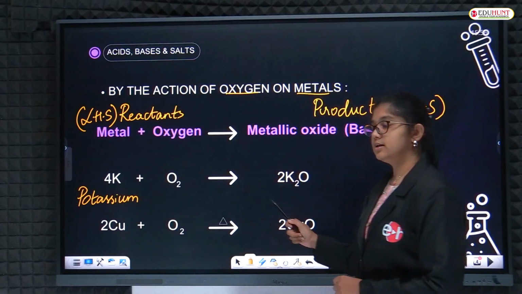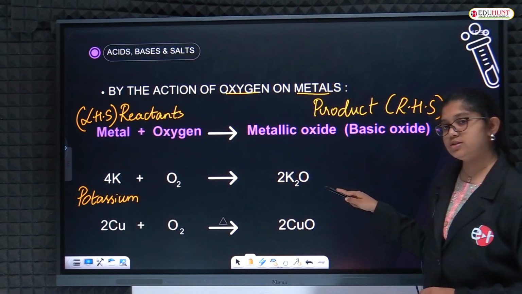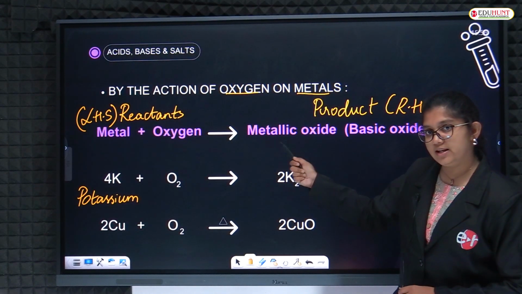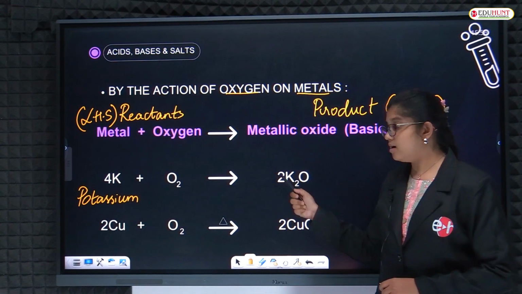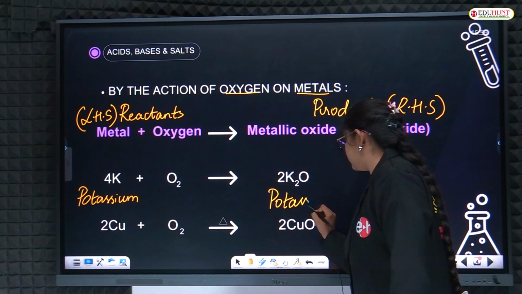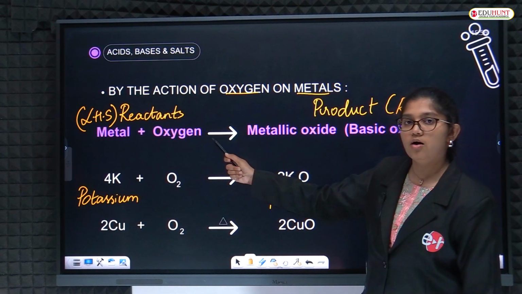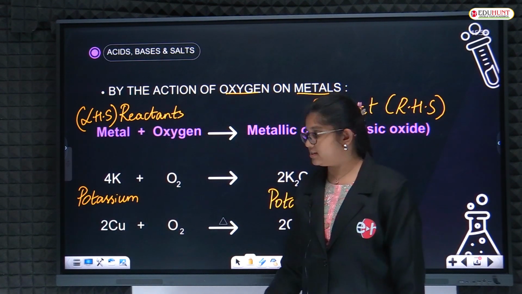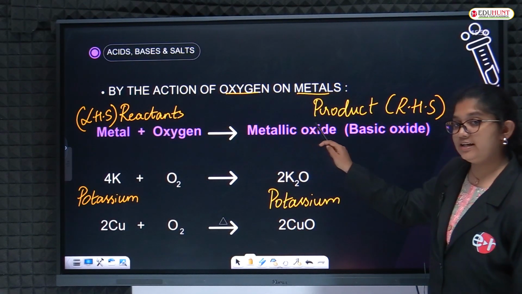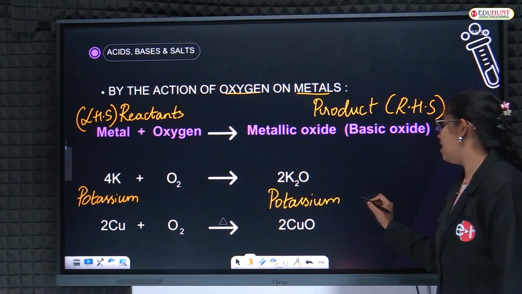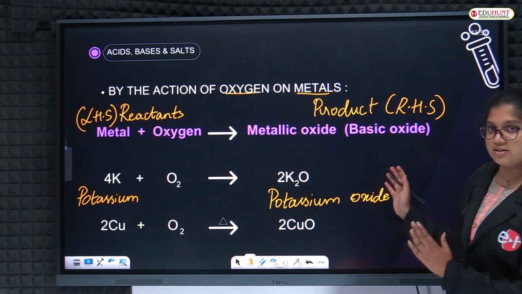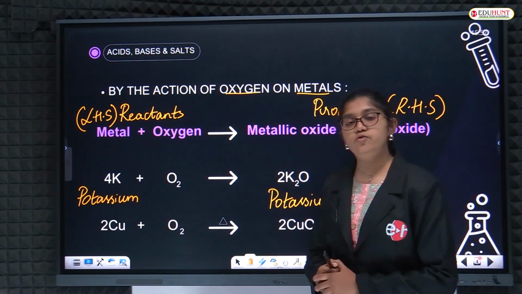Potassium and oxygen both react to give a product called potassium oxide. We have a metallic oxide. What is the metal name here? Potassium, yes. So we'll write potassium, and what is added to that particular metal? Oxygen is added to that metal. So that's the reason we get a metallic oxide, potassium oxide. Very good. This is the first example for the action of oxygen with metals.